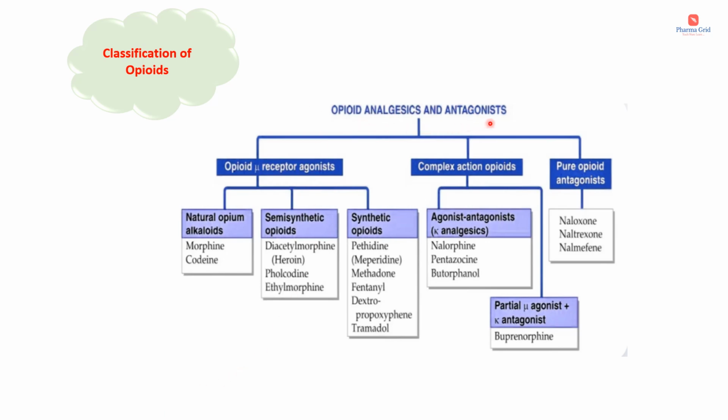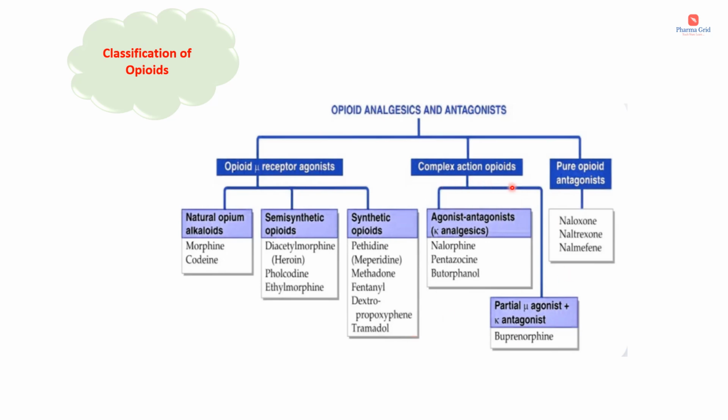Opioid analgesics and antagonists can be broadly classified into opioid mu receptor agonists, complex action opioids and pure opioid antagonists. The opioid mu receptor agonists are further classified into natural, semi-synthetic and synthetic opioids. Natural opium alkaloids include morphine and codeine. Semi-synthetic opioids include heroin, codeine and ethyl morphine. Another name for heroin is diacetyl morphine. Synthetic opioids include pethidine, another name for which is meperidine, then methadone, fentanyl, dextromethorphan and tramadol.